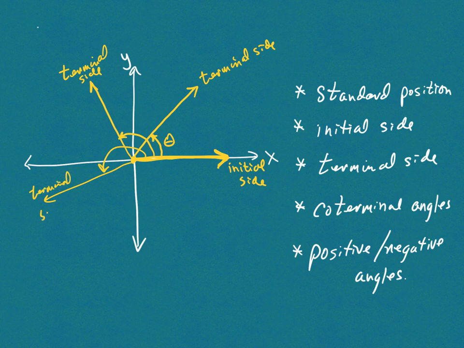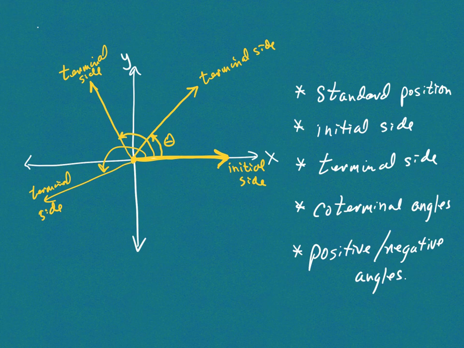So the initial side is always the positive half of the x-axis, and then the terminal side gets swung out to some other point. Standard position means the initial side is on the positive half of the x-axis. That's called the initial side. The terminal side gets swung out from there. Now I'm going to skip the fourth definition there. I'm going to go to the fifth one.